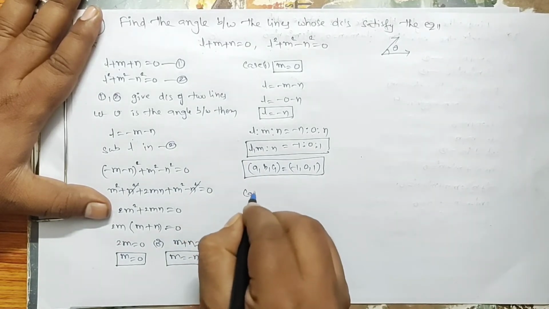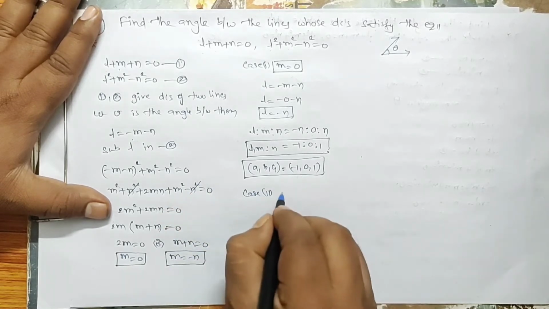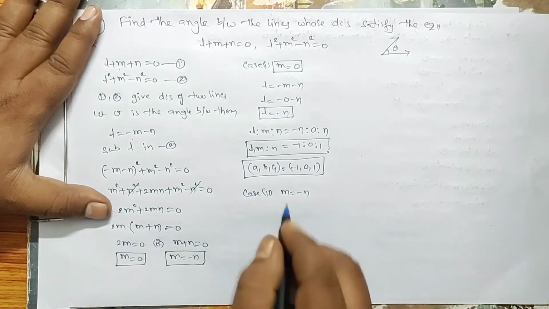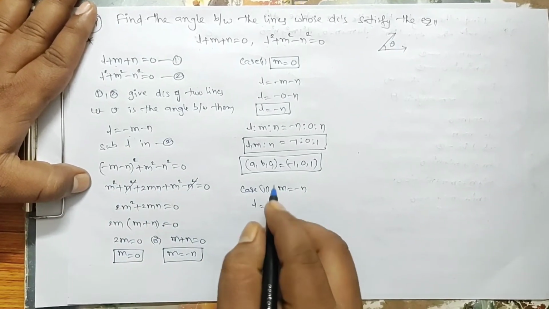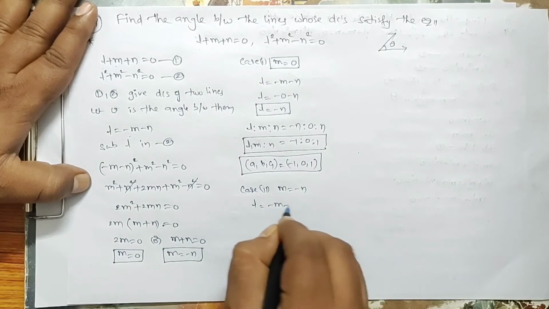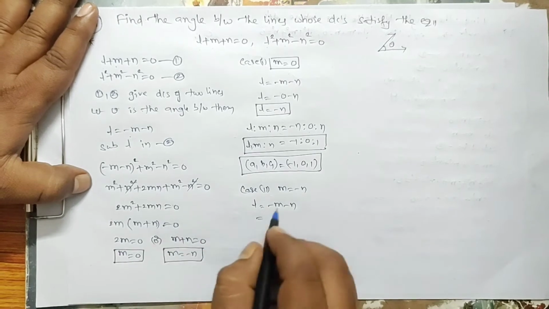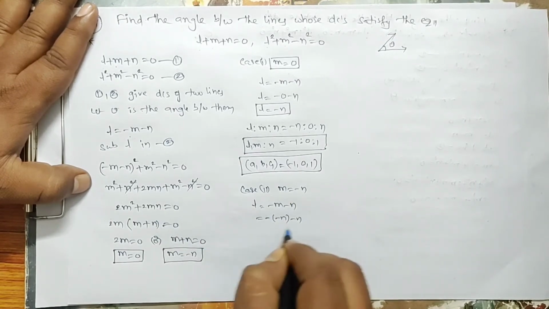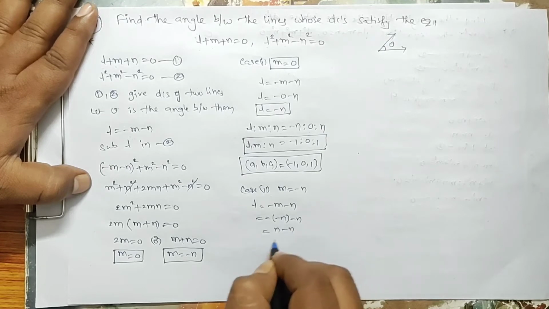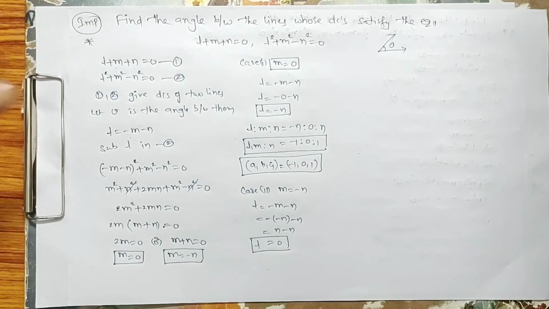Now take case 2. Here in case 2 we got M is equal to minus N. So from equation 1, L is equal to minus M minus N. Now substitute M is equal to minus N: minus of M is minus of minus N, so plus N, minus N, then L becomes 0.